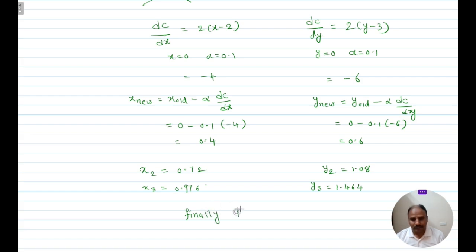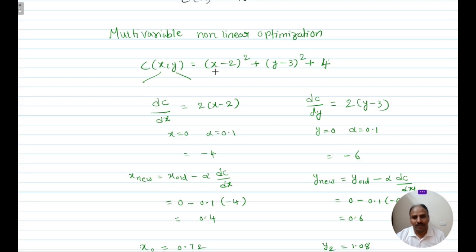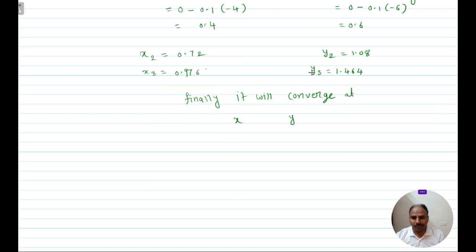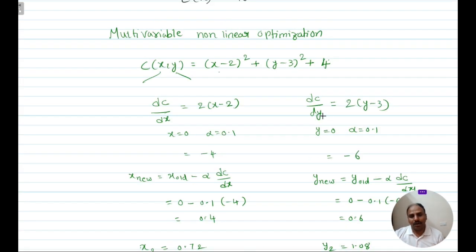Finally, it will converge at x and y. Let us see what x and y are. Simply, we can understand that we will get the minimized cost function when x equal to 2 and y equal to 3. Then only we will get the minimized cost function. That is x equal to 2, y equal to 3. Finally, you will get the answers after a certain number of iterations. So this is called multi-variable nonlinear optimization.